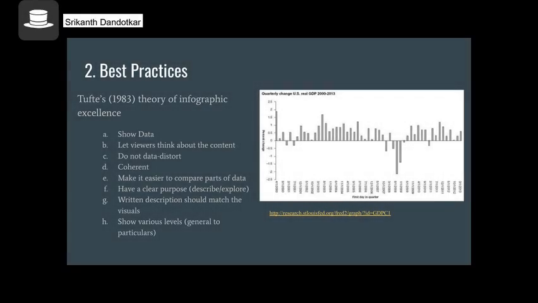Well, let's look at one such example of a good, not necessarily the best, but a reasonably good chart as an example of best practices. But before that, the idea of best practices in developing charts comes from a theory of infographic excellence proposed by Tufte in 1983. And the idea is very simple. Your chart should be able to show the data. That's the important thing. You're trying to show patterns in your data.